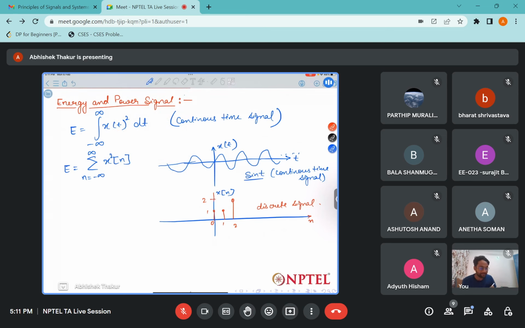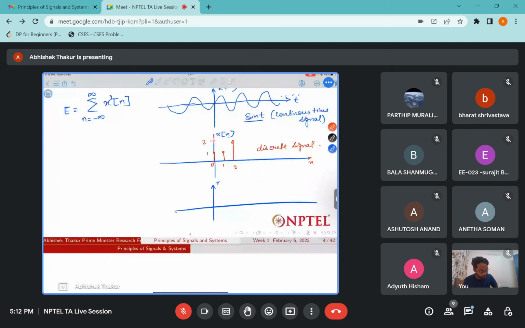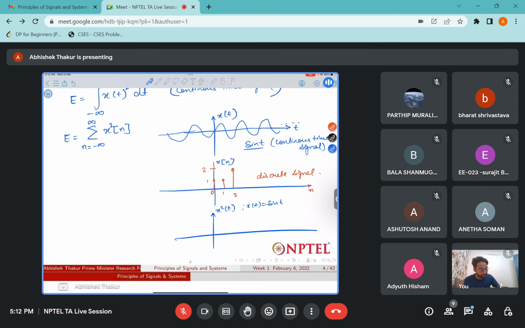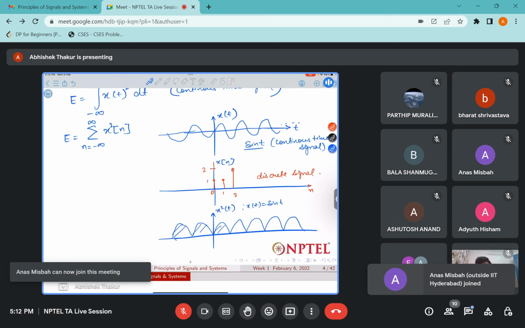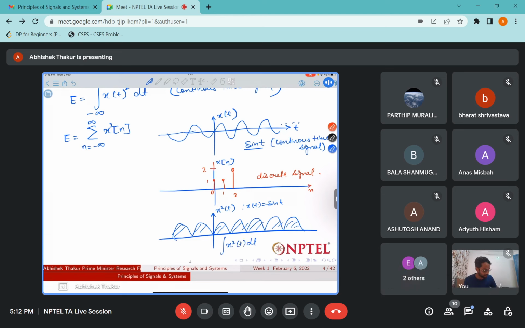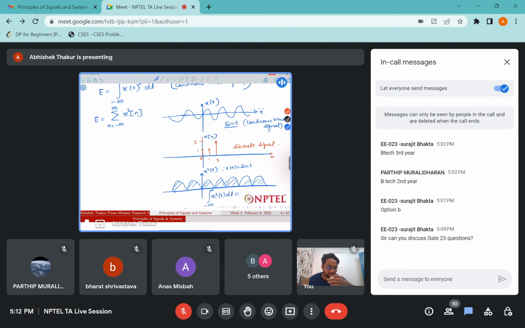Like here is a signal given, that is sin t. This is a periodic signal. When you do x square t here, the negative term will also become positive. Let's suppose x(t) is equal to sin t, then the negative part will also become positive, so our curve will be like this. Now tell me, if you do the integration of x square t dt from minus infinity to infinity, what will be the value? You can unmute yourself also.